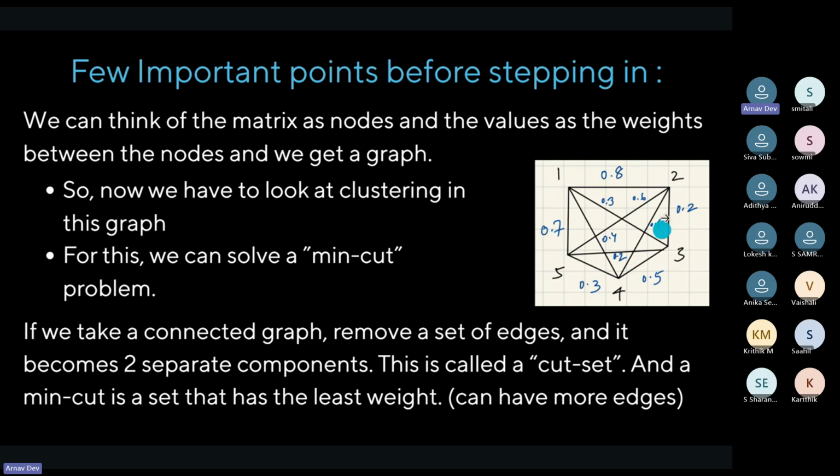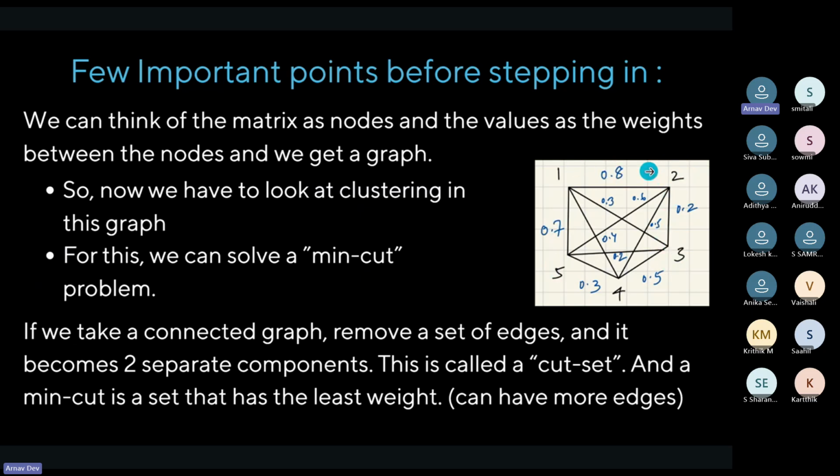Suppose I have this graph, and I remove the 1 to 2 edge, the 1 to 3 edge, the 1 to 4 edge, 2 to 5, this one, and this one. Basically, you cut all of them, and then you'll get one cluster as 1, 5, and 4, and one cluster as 2 and 3, right?